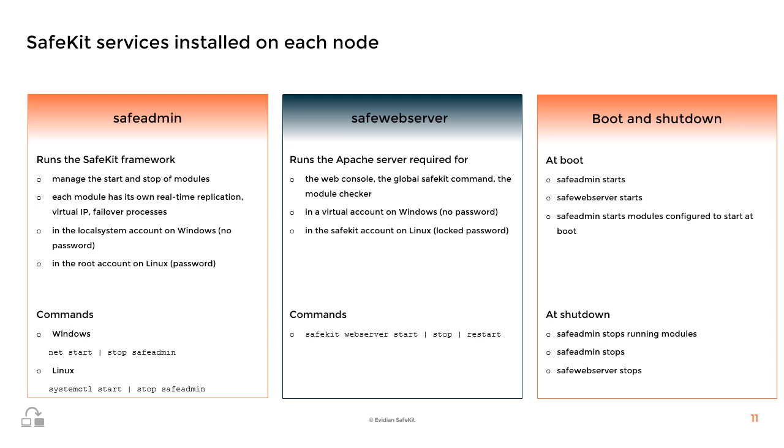The Safe Web Server service runs the Apache server, which is required for the web console, the global SafeKit command, and the module checker. On Windows, it operates in a virtual account without a password, and on Linux, it runs in the SafeKit account with a locked password. For controlling Safe Web Server, you can use the SafeKit Web Server start, stop, or restart commands. At boot, SafeAdmin starts, followed by Safe Web Server, and then SafeAdmin starts the modules configured to start at boot. At shutdown, SafeAdmin stops running modules, then SafeAdmin itself stops, as well as Safe Web Server.